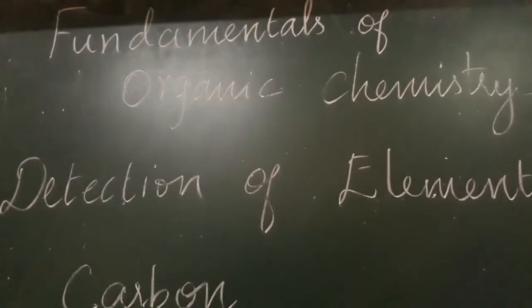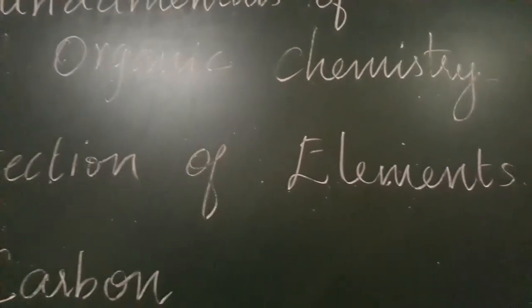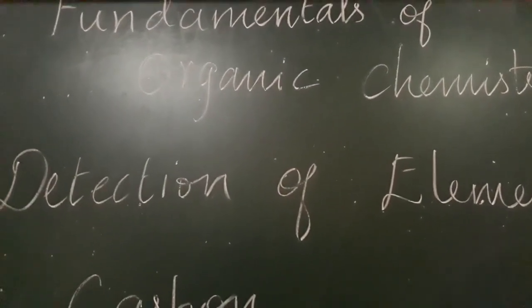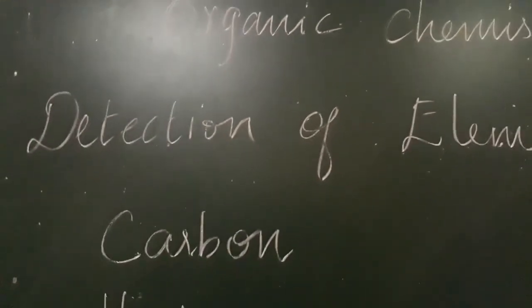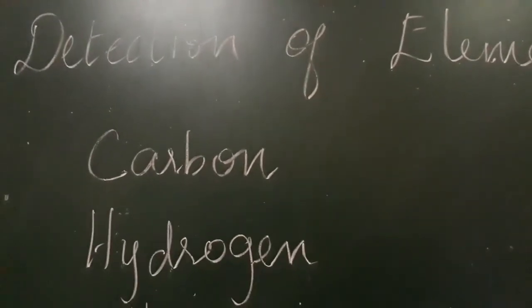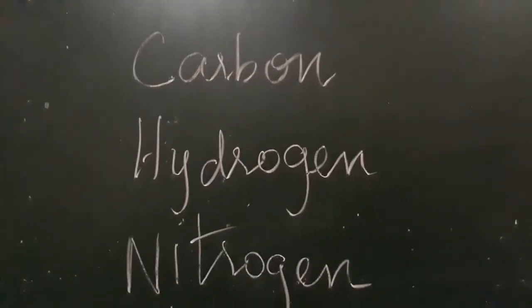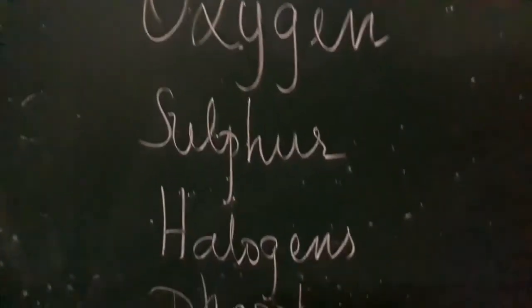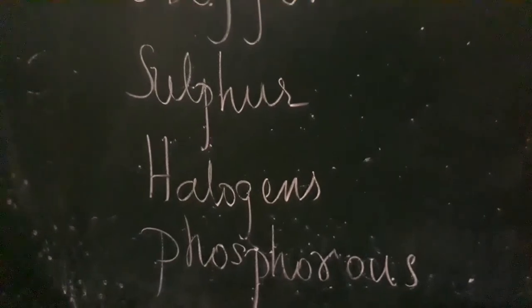In this one, today we are going to learn the detection of elements. What is organic? It means a living thing. The main basic element in living things is carbon. Afterward, hydrogen. So these two are the principal elements of living things. Afterward they contain nitrogen, oxygen, sulfur, halogens, phosphorus, etc.